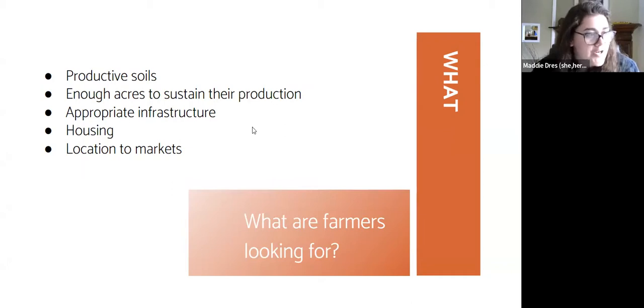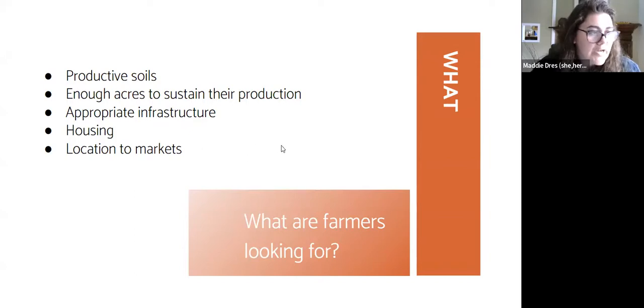Appropriate infrastructure, so fencing, water, pumps for wells, etc. Housing: there's a really big housing crisis, especially in rural areas. It's really difficult for farmers to find housing close to farms that is affordable. So having housing or a housing opportunity on the property is very helpful for farmers.